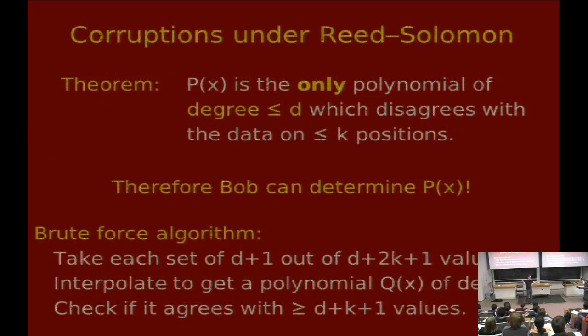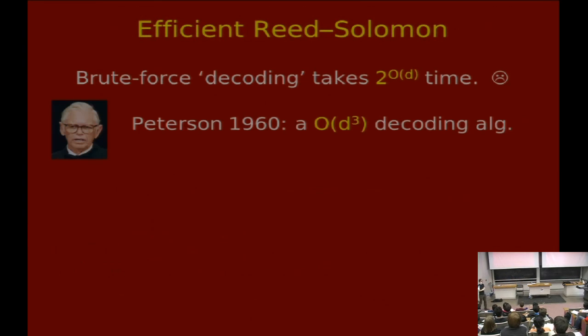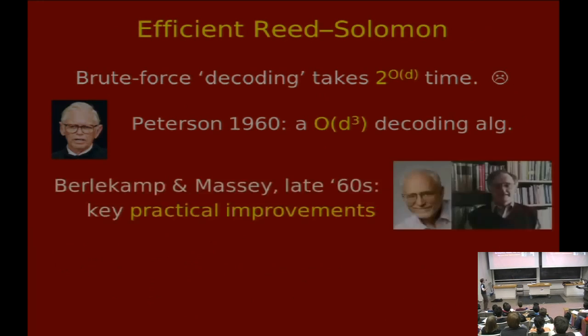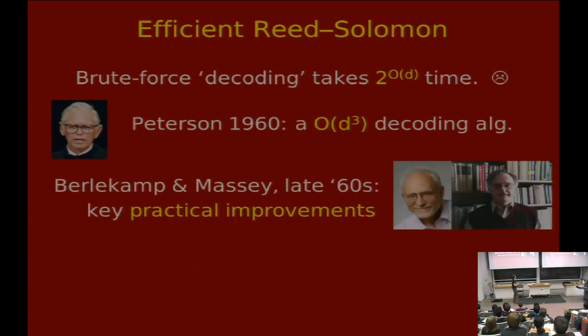You've got a list of data points, d plus 2k plus 1. You kind of know that there's a degree d polynomial that mostly matches them. It's like interpolation with some errors. You have to find this polynomial which mostly matches them. That's tricky, but he did it with a polynomial time decoding algorithm. It was actually even before the notion of polynomial time was invented, so it's pretty cool.